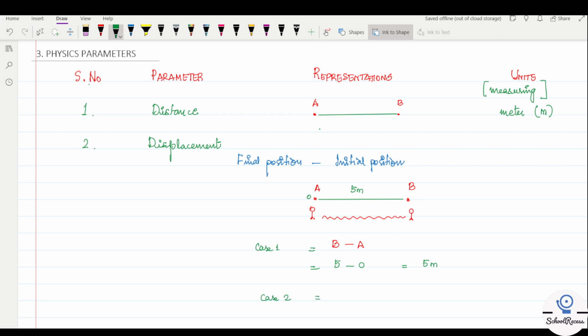In case number 2, I'm stating a person has traveled all the way from A to B and he has retraced the same path and come back all the way from B to A. In this case, you might find the distance covered between A and B. So the final position is A and the initial position where the man has started is also A. If we are subtracting both, the final and the initial positions are the same, so we can tell it is 0.